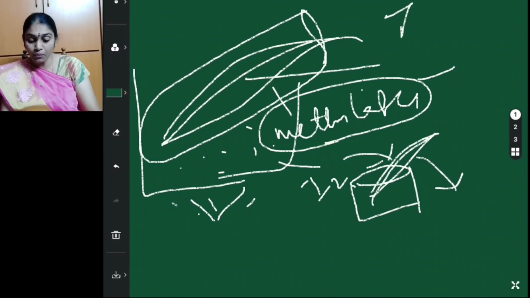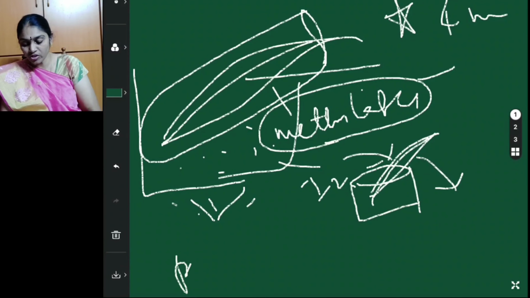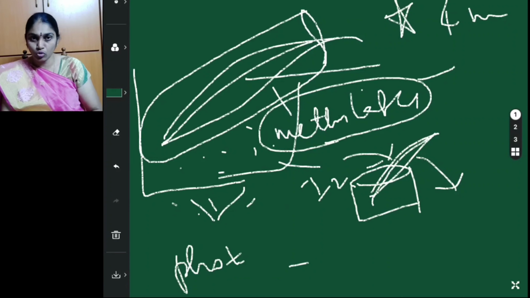This experiment is very important. It may come for 4 marks, and the photosynthesis equation is asked for 1 mark or 2 marks, so be careful about that. So this is the recap.